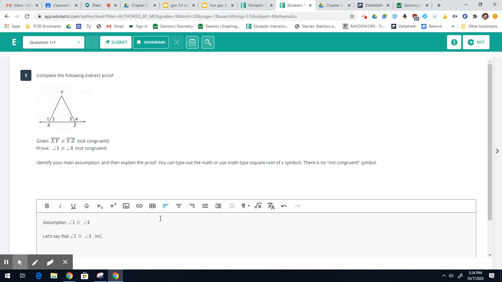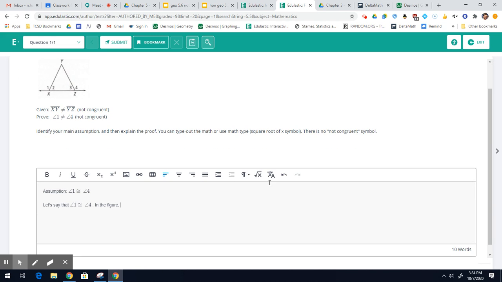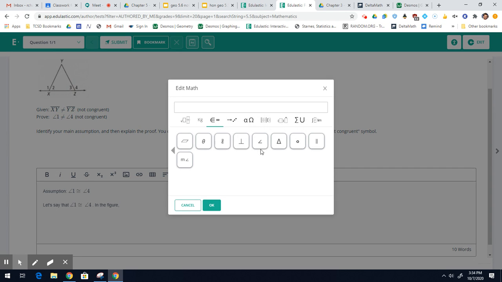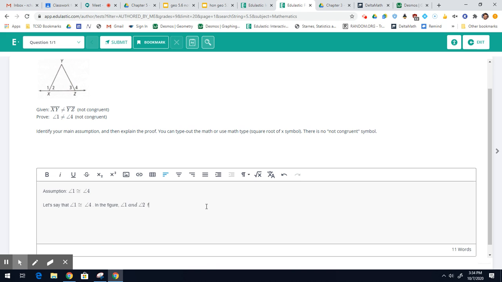In the picture, in the diagram, in the figure, and again, this is where it gets kind of murky. You can just type it out if you want to. I'll keep using MathType. Angle 1 and angle 2 form a linear pair. So they are supplementary. Right, that's the linear pair postulate. So again, I'm okay with you just writing that out. That's fine. You could put linear pair postulate.